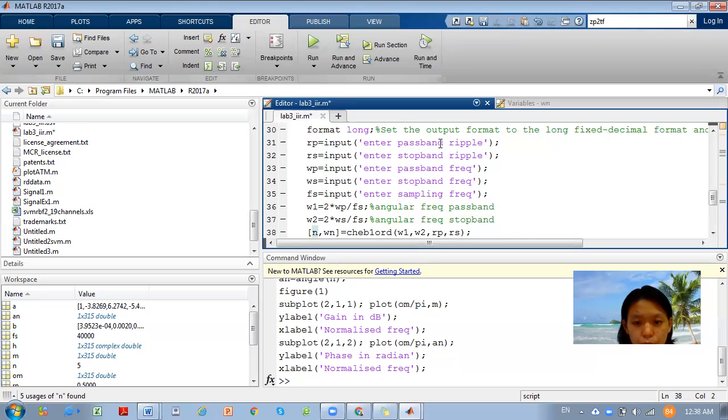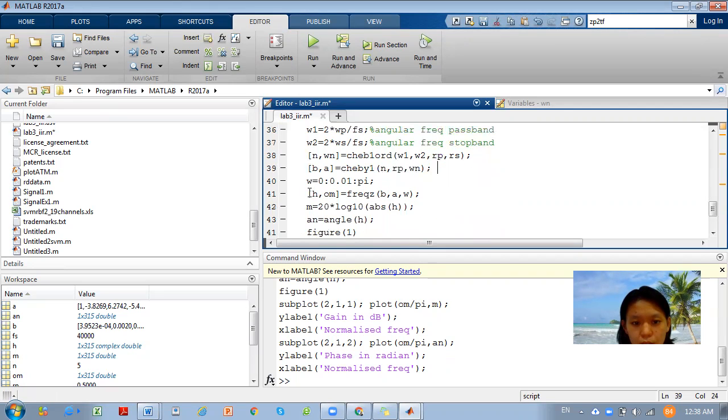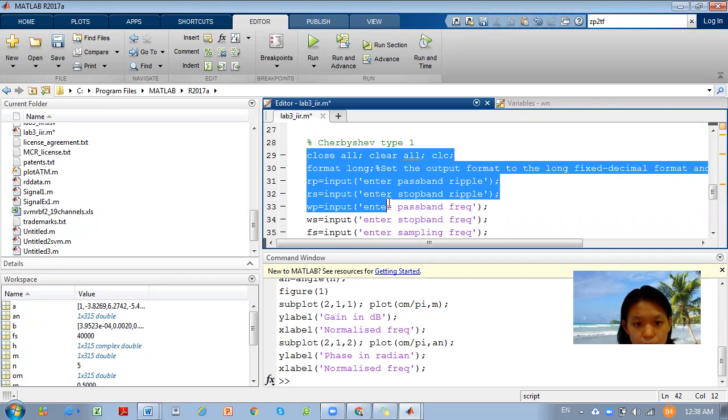RP is our ripple for the pass band. RS is our ripple for the stop band. Then you have the b, a transfer functions, denominator and numerator, equal to Chebyshev 1. N is the order, and your Wn. Now same for here, you have the angular frequency, your omega. So we plot from 0 until 5. So this is the same. Then we just execute. So now we execute.